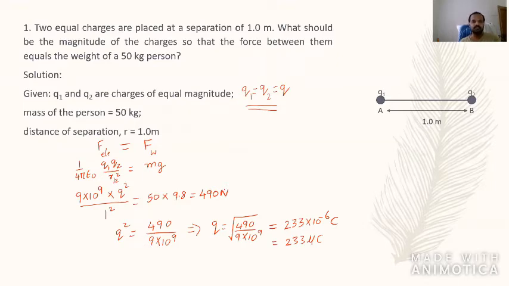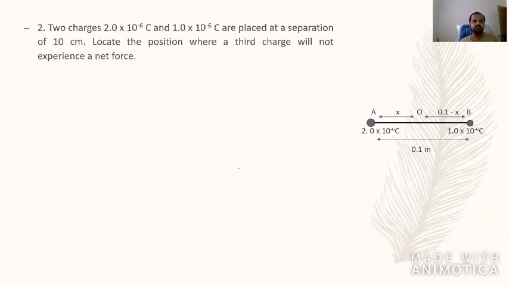Now let us continue to the next one. The next problem states that two charges, 2 into 10 raised to minus 6 coulomb and 1 into 10 raised to minus 6 coulomb, are placed at a separation of 10 centimeter. Locate the position where a third charge will not experience a net force. So for this, we have two charges. The first charge Q1 is equal to 2 into 10 raised to minus 6, that is 2 microcoulomb. And Q2 is taken as 1 into 10 raised to minus 6 coulomb, which is 1 microcoulomb.